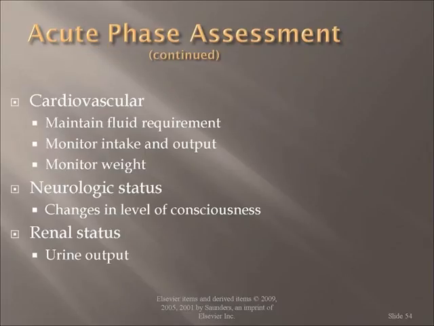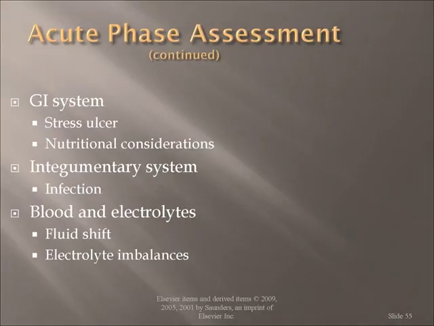For the cardiovascular system, you want to maintain a fluid requirement, monitor strict I&O, and monitor their weight. For neurological status, you want to assess for any changes in their level of consciousness. For their renal status, it's all about urine output and renal function. For the GI system, we have to be very careful about stress ulcers. We have to worry about nutritional considerations and starting this nutrition as soon as possible. The integumentary system, of course, we're very concerned about infection. With fluid and electrolytes, we've got a lot of fluid shifts going on. We're going to have a lot of electrolyte imbalance potential.